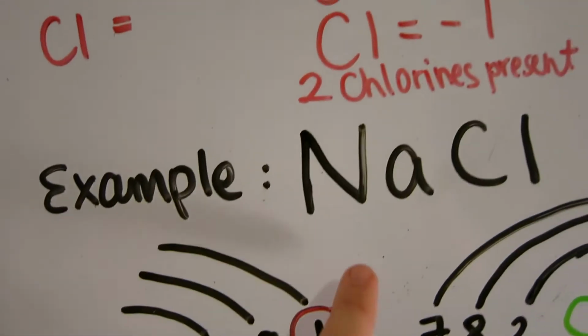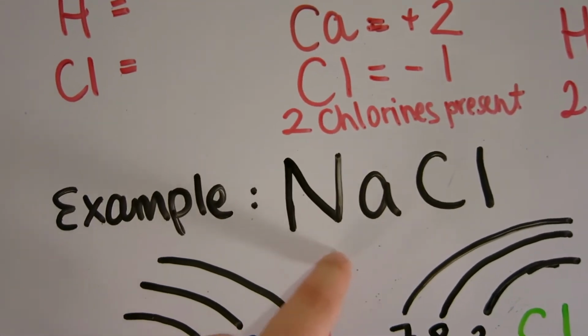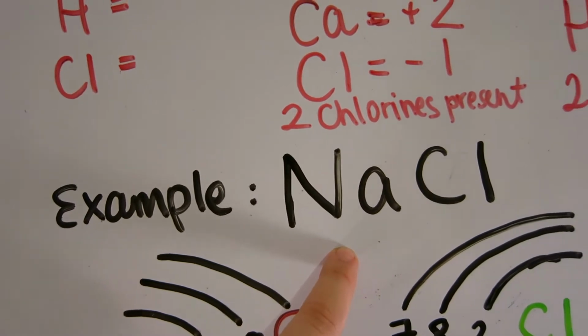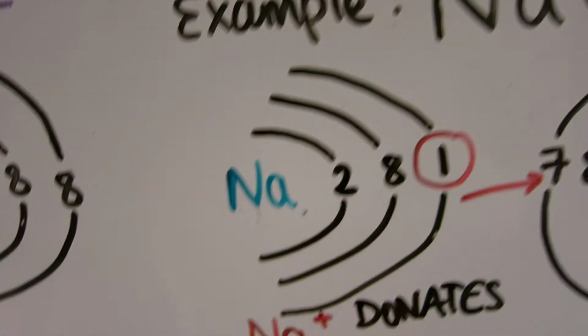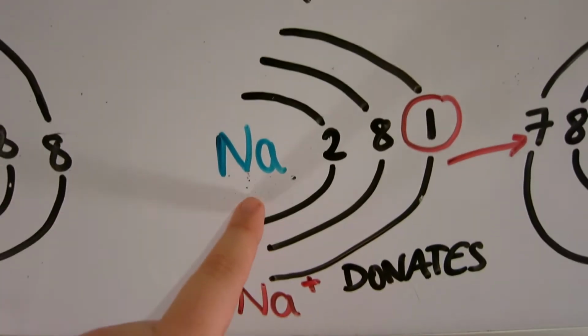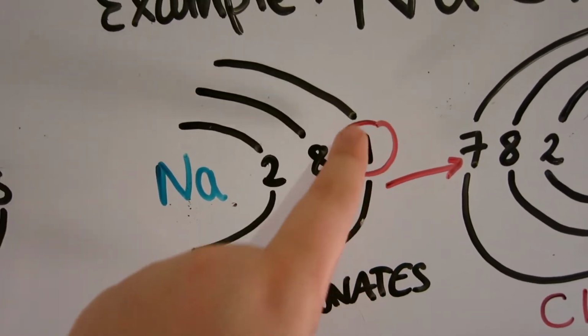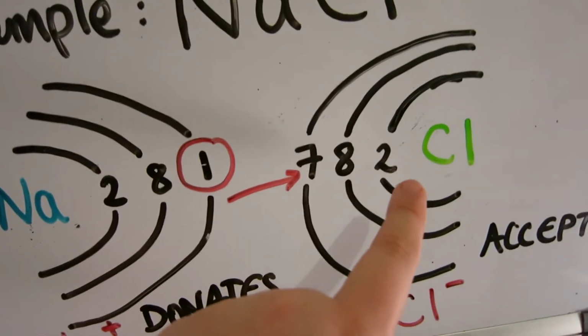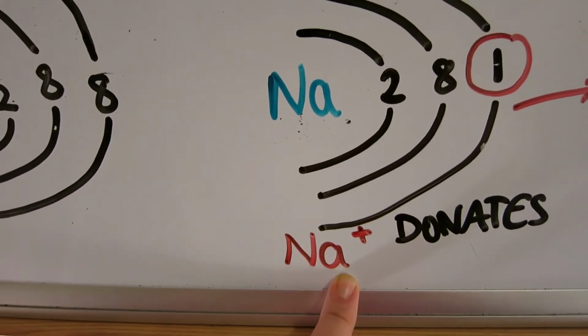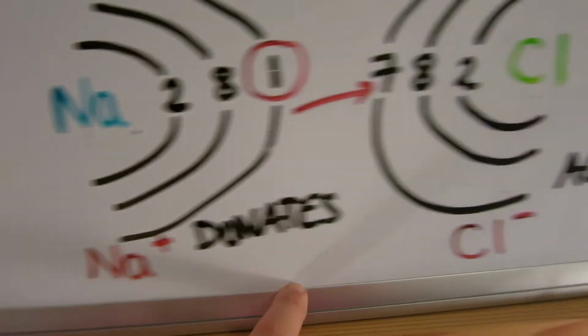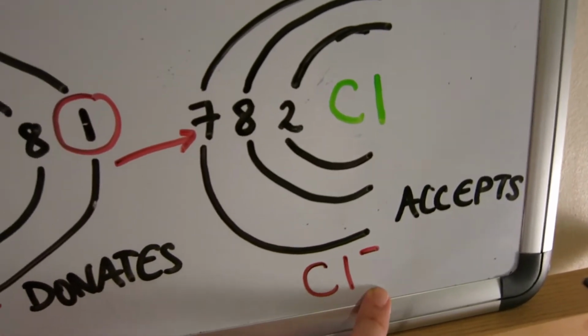So remember, our metal in our salt will always be positive, and the other species will always be negative. That's coming from our acid. So what the sodium actually wants to do is to donate this electron to the chlorine atom. So we end up with positive sodium and negative chlorine atom.